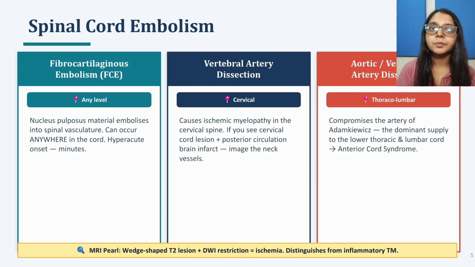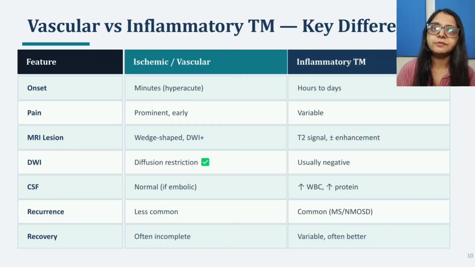Aortic dissection can compromise the artery of Adamkiewicz, the dominant radicular artery supplying the lower thoracic and lumbar cord, causing anterior cord syndrome. A key distinguishing feature from inflammatory transverse myelitis: hyperacute onset, symptoms progressing over minutes, not hours to days. And on MRI, a wedge-shaped lesion with diffusion restriction on DWI points strongly towards ischemia.